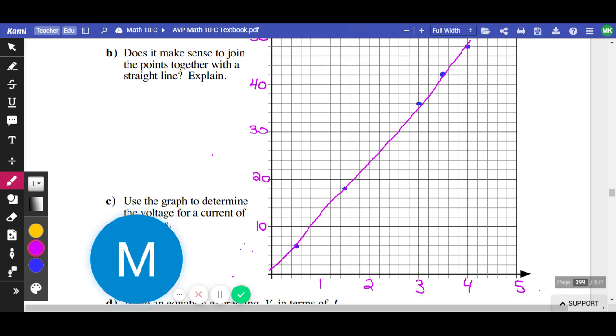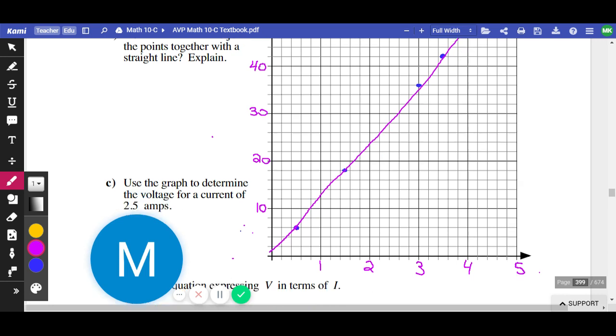Awesome. The reason that this stuff makes sense is because you can have decimals. Right? It makes sense that you could gradually grow up your voltage on something. You don't have to just jump from one thing to another. Awesome. We can use this graph to answer questions for us.